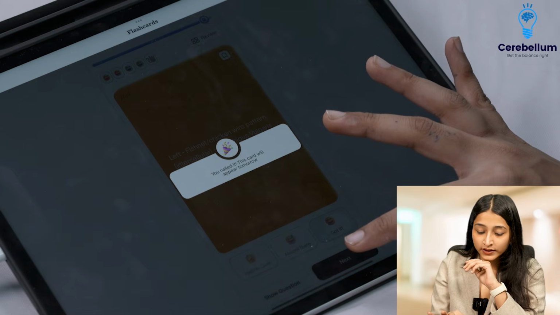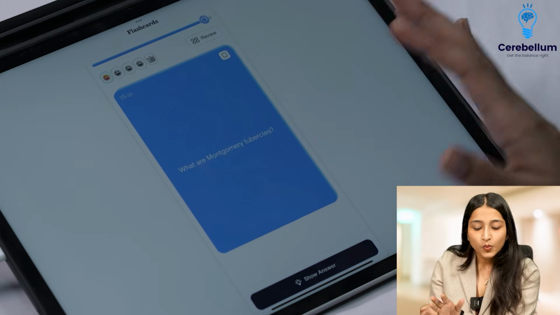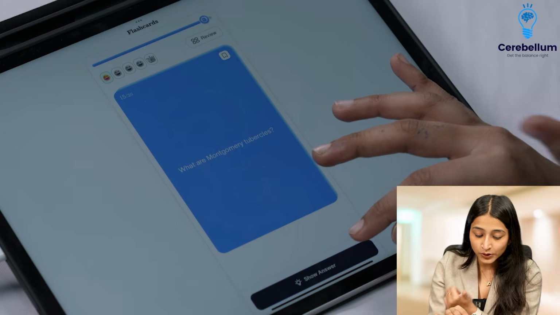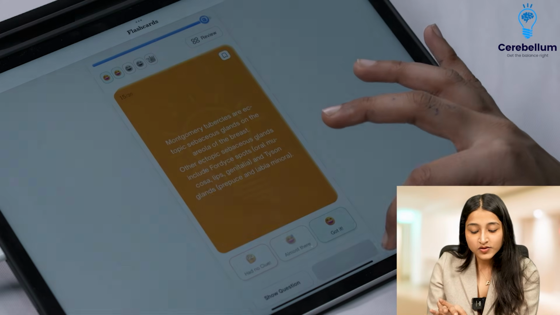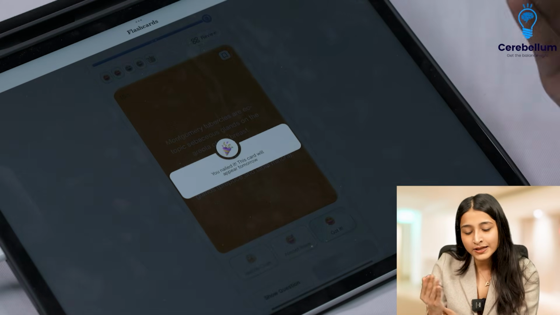I'll click got it. Now when I've gotten this flashcard correct twice in a series, this card will not be shown to me today. It will be shown in my subsequent repetitions on later days. What are Montgomery tubercles? This time I know it, so I'll get it right. So now this card will be shown to me in my subsequent revisions.